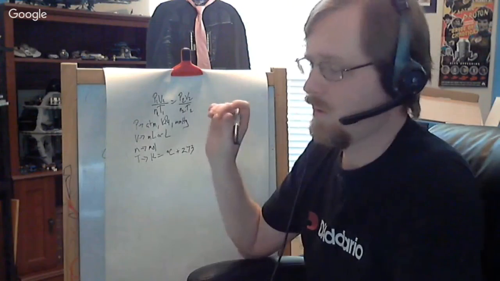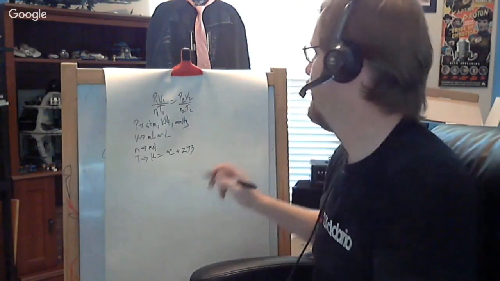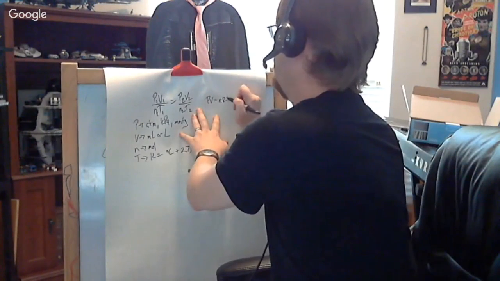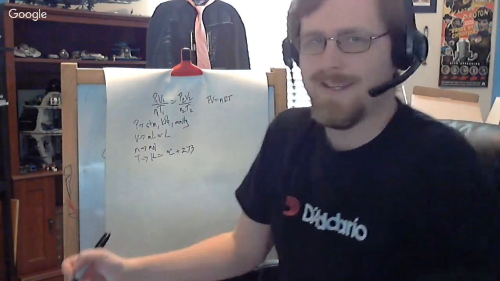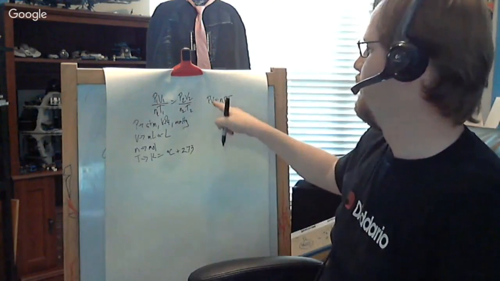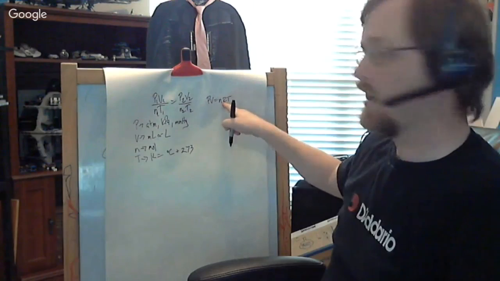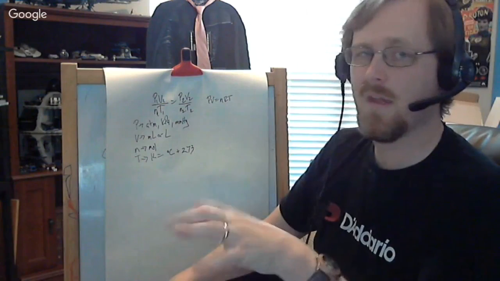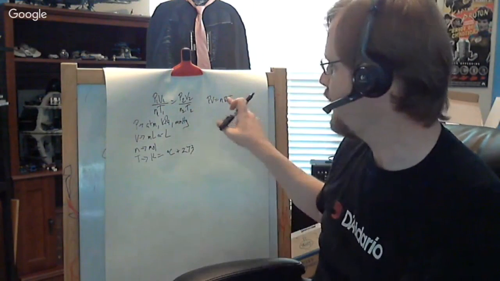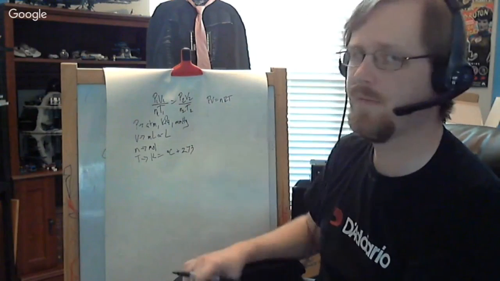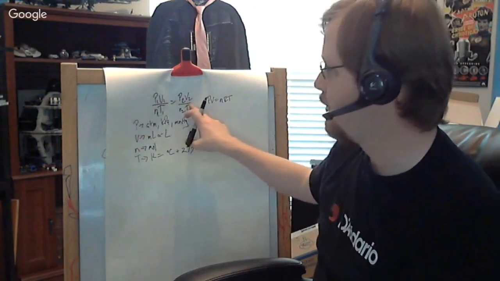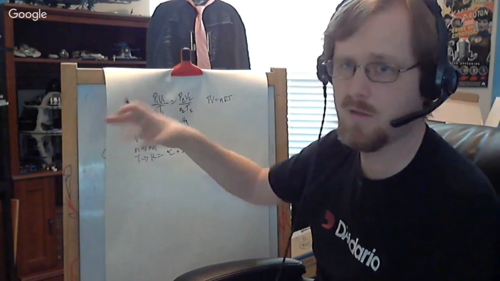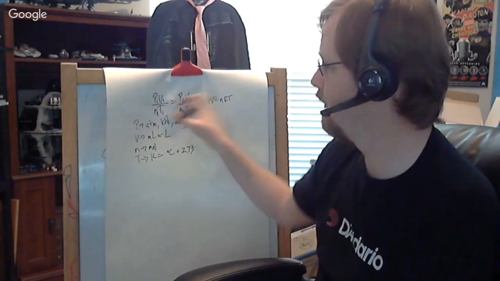Okay, so that's the combined gas law. Compare that to the ideal gas law, which is PV equals nRT. Pressure, volume, moles. R is the constant, and T is temperature. Now, here's the thing about PV equals nRT. It has only one of every variable. The combined gas law has two of every variable. So that's how you know which equation you're going to use.